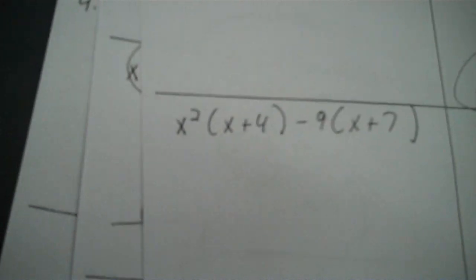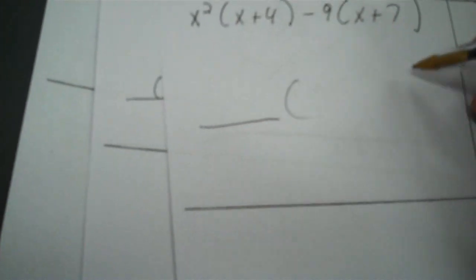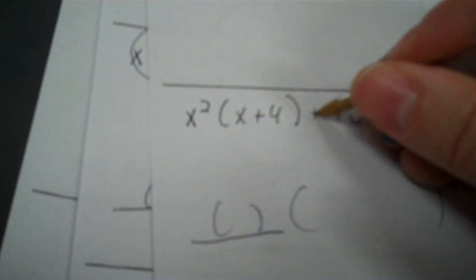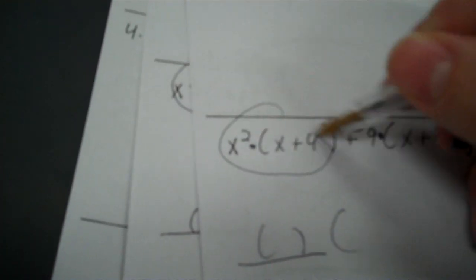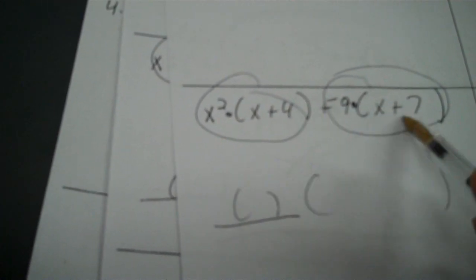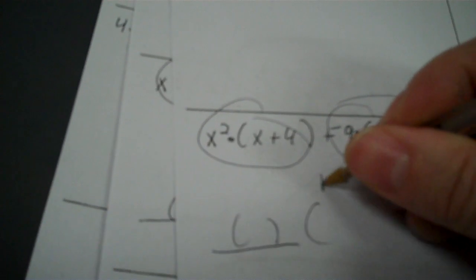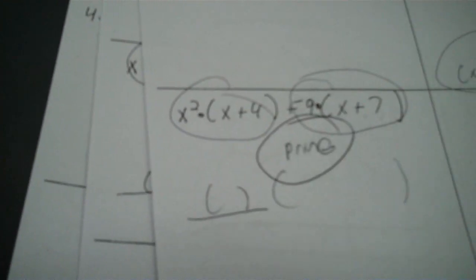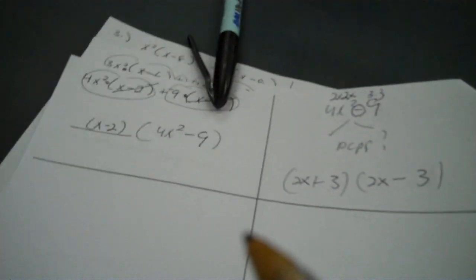Okay, and the last one's a quick one. Plus negative. Okay, so the plus, so you got here and here. But the parentheses are different. That's a plus 4, that's a plus 7. So that is a prime expression. Okay, so I'm done. I write the word prime and I'm done. Okay, pause the video, work those problems.